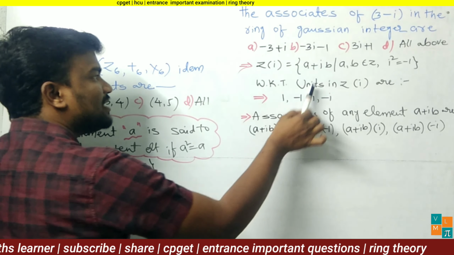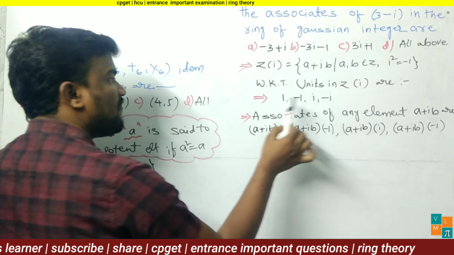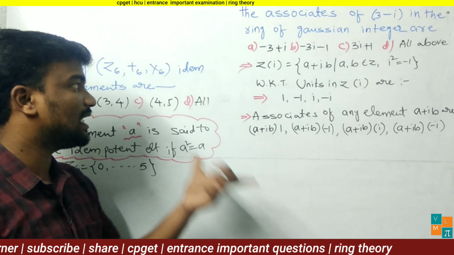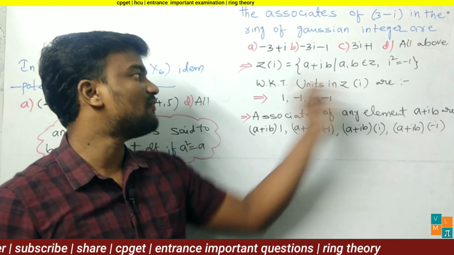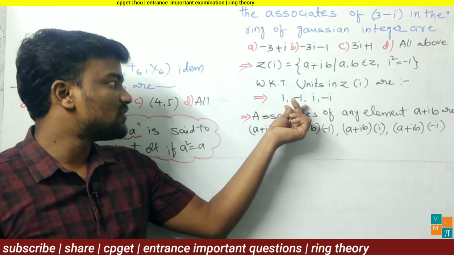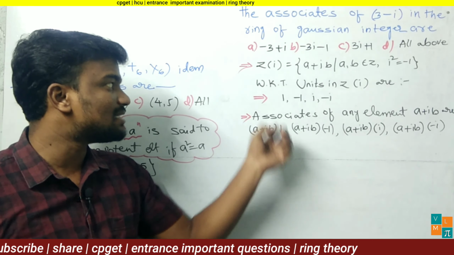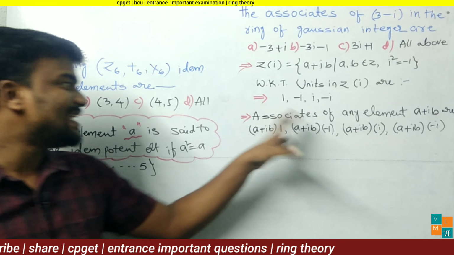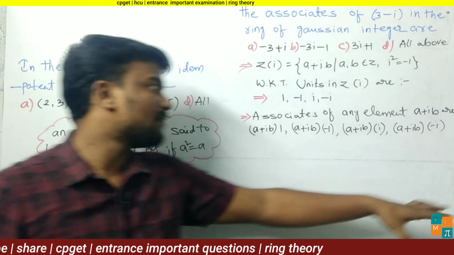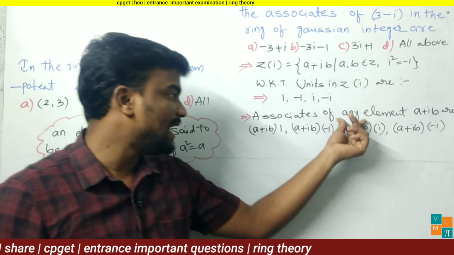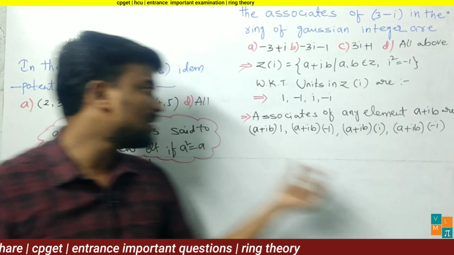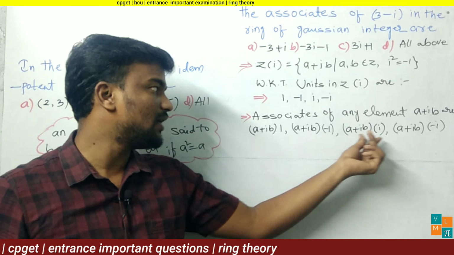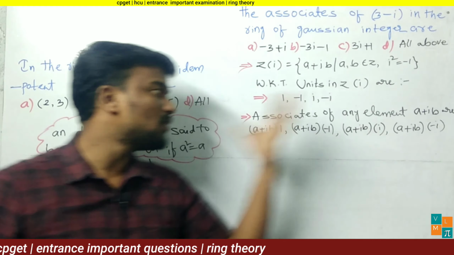Here we know that the units in the Gaussian integers Z[i] are 1, minus 1, i, minus i. These four elements are the units in the Gaussian ring Z[i]. Now next, see here, the associates of an element a plus ib are a plus ib into 1, a plus ib into minus 1, a plus ib into i, a plus ib into minus i.